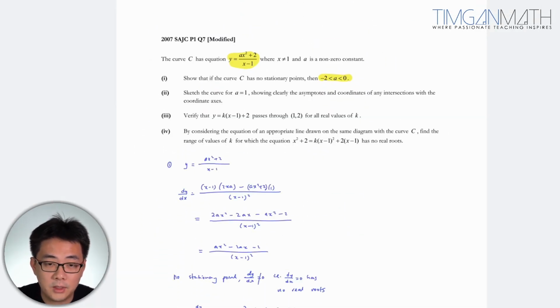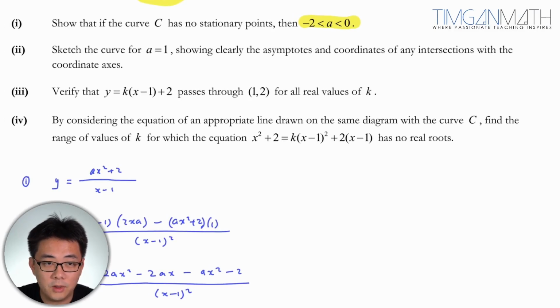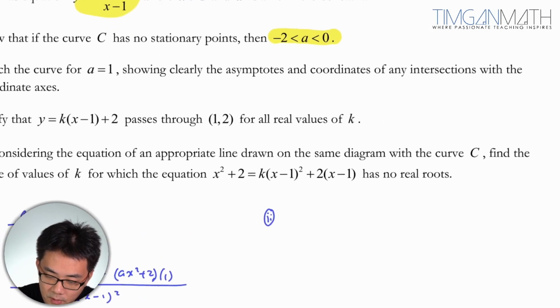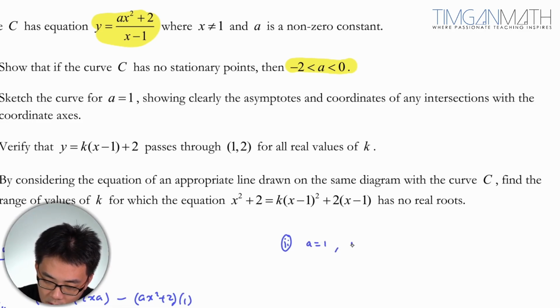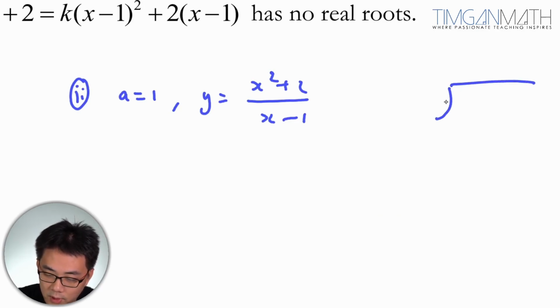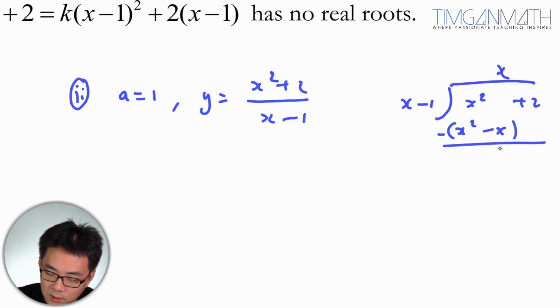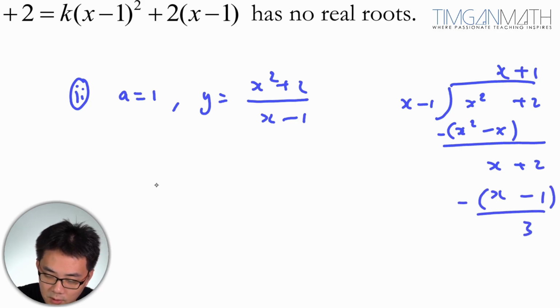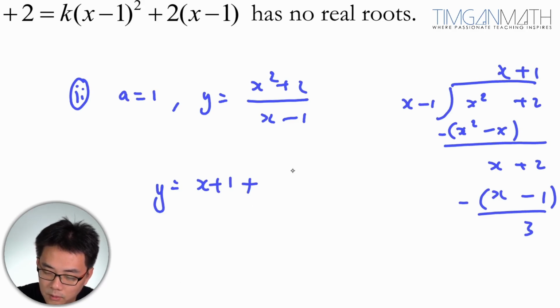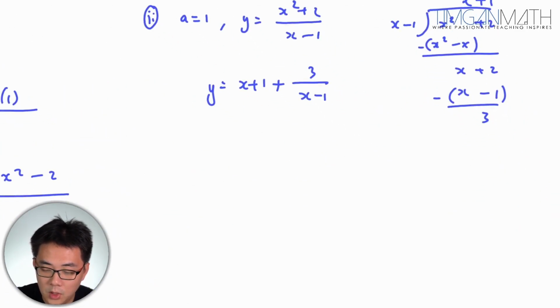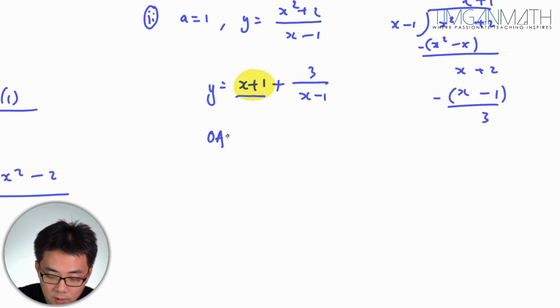So the second part, sketch the curve when a equals 1, stating the coordinates of any axis intercepts. So when a is 1, y is equal to x squared plus 2 over x minus 1. I'll just do a long division. So I'm just going to quickly do it. x minus 1 into x squared plus 2, x squared minus x. This will just be x plus 2, so the remainder will just be 3. So we know that this is our oblique asymptote, which is y equals x plus 1. Then our vertical asymptote will just be x equals 1.